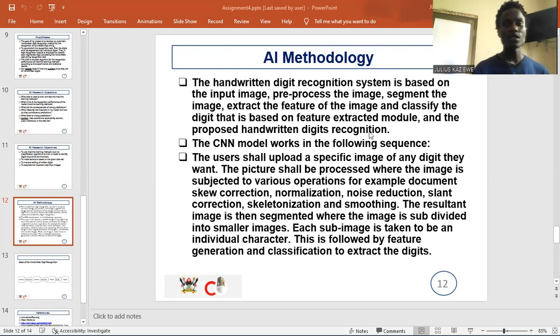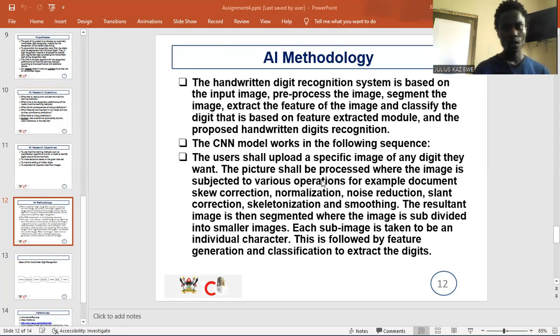After segmenting and extracting the features of the image, we classify them. If it's a 1, we classify it as a 1. If it's a 9, we classify it as a 9. If it's an 8, we classify it as an 8. And then we make a prediction, and we give the output of the system.